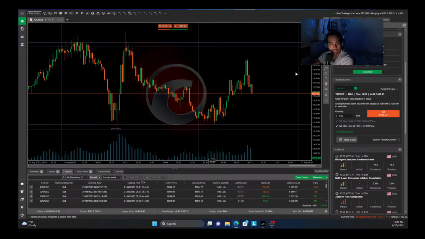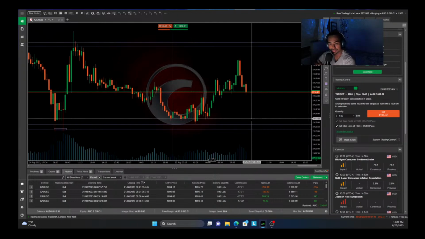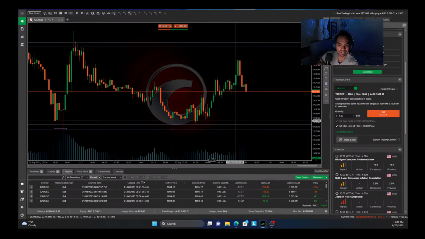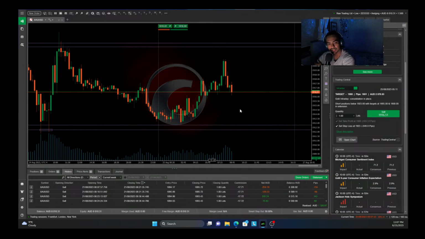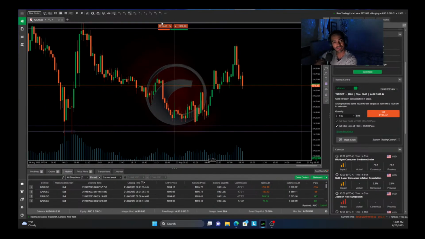So the price is finally coming down. What we want is for the price to come down towards the support area, supply zone around 1912, 1913. Then we'll see how the price reacts when it comes to this level, and we're going to make our decision whether we're going to buy or sell. So we're just waiting. No other news.